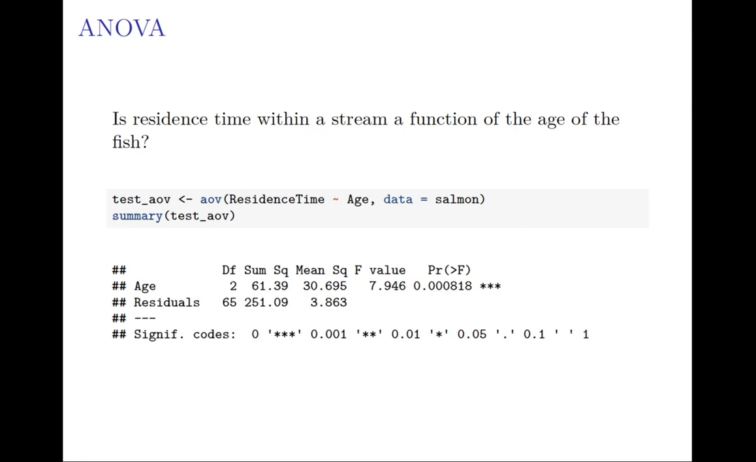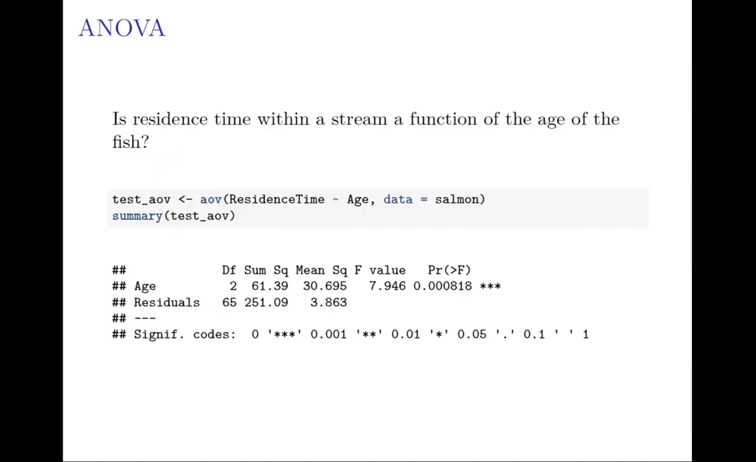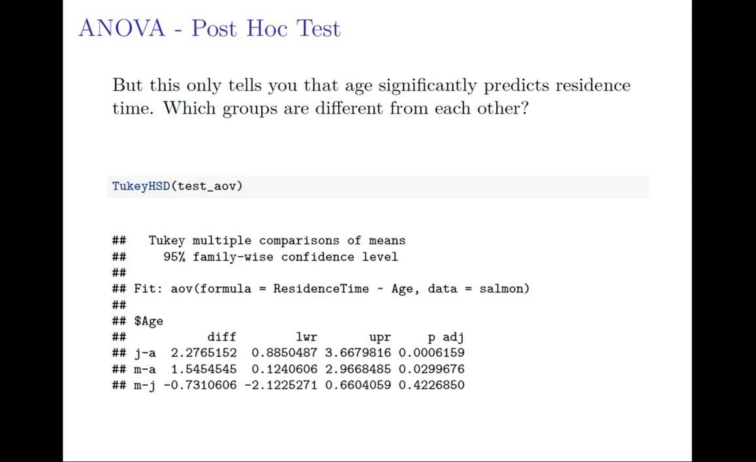But as you can see, this model is only saying age is affecting residence time, but we know there are 3 ages, and we don't know which ages are actually different from each other. And as we saw in the graph, there could be differences among adults, juveniles, and moderate aged fish, but this model doesn't tell us that. The ANOVA just tells us, is age significantly affecting residence time? And so if you want to test for differences among groups, you have to do a post hoc test. And this allows you to know which groups are different from each other.